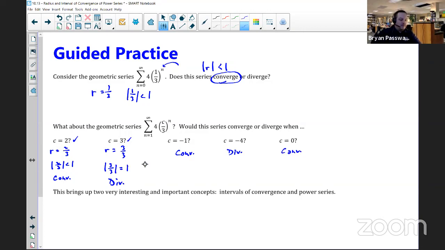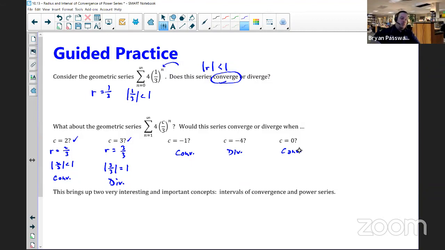Okay, and so we have these different values and different ideas to figure out how they converge or diverge. How would we list them all out? Well, first of all, there's an infinite amount of possibilities. We're not going to list them all out one by one, but could we list an interval? Is there a way to describe all the values of C that would make this series converge?